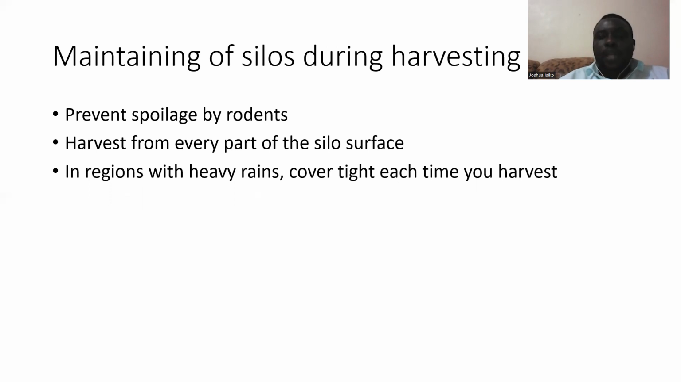But how do you maintain the silage during harvest? That's very important. To prevent spoilage, first prevent spoilage by rodents. Some rodents spoil the bags. They cut them, especially silage made from maize, because it's very sweet. They dig holes, bite it, enter, and sometimes even make it a home. Don't be surprised if you find a space that has been set as a home for mice or rats.